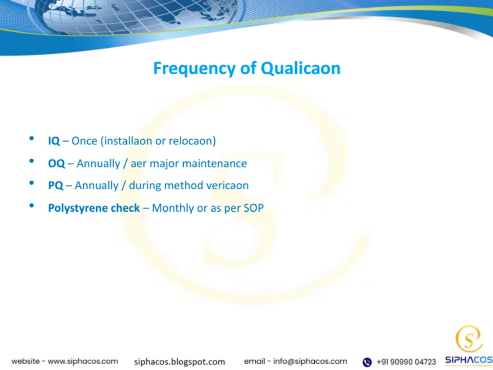Then there's PQ, or performance qualification, also scheduled annually or during method verification. This step confirms that the equipment performs reliably in real-world conditions, supporting consistent quality. Finally, the polystyrene check is usually done monthly, or as specified in our standard operating procedures. Regular checks like this are crucial for maintaining ongoing quality and catching any issues early. Connecting all these points to our overall theme, consistent qualification and preventive checks are key to ensuring our equipment remains reliable, compliant, and capable of producing high-quality results over time.